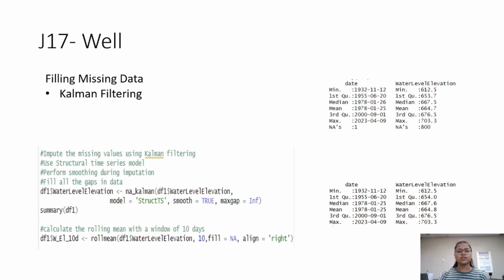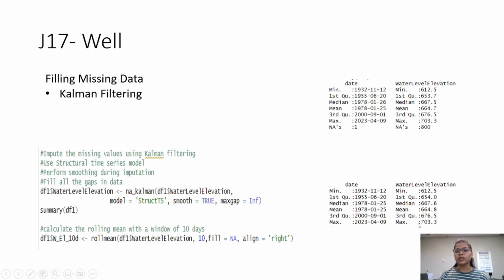For the Kalman filtering, I used the na_kalman function from the imputeTS library. The StructTS option means it uses a structural time series model, and smooth equals true means I'm performing smoothing along with the imputation. The maxgap equals Inf fills all the gaps in the data. After performing the Kalman filtering, I checked the summary of the data again, and we can see that the NA values have been removed.